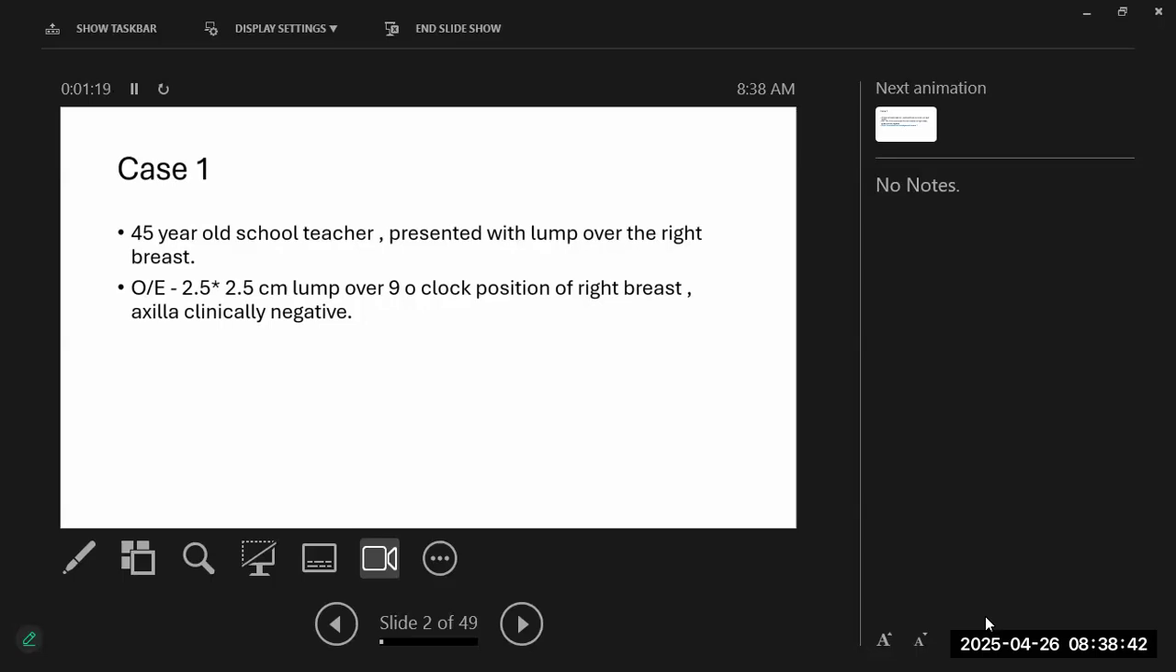This is a 45-year-old school teacher who presented to the breast clinic with a lump over the right breast. On examination, she had a 2.5 by 2.5 centimeter lump at the 9 o'clock portion of the right breast, and the axilla is clinically negative. She is otherwise healthy and has no family history of breast cancer. My first question is for the surgeons: how would you start investigating this patient?